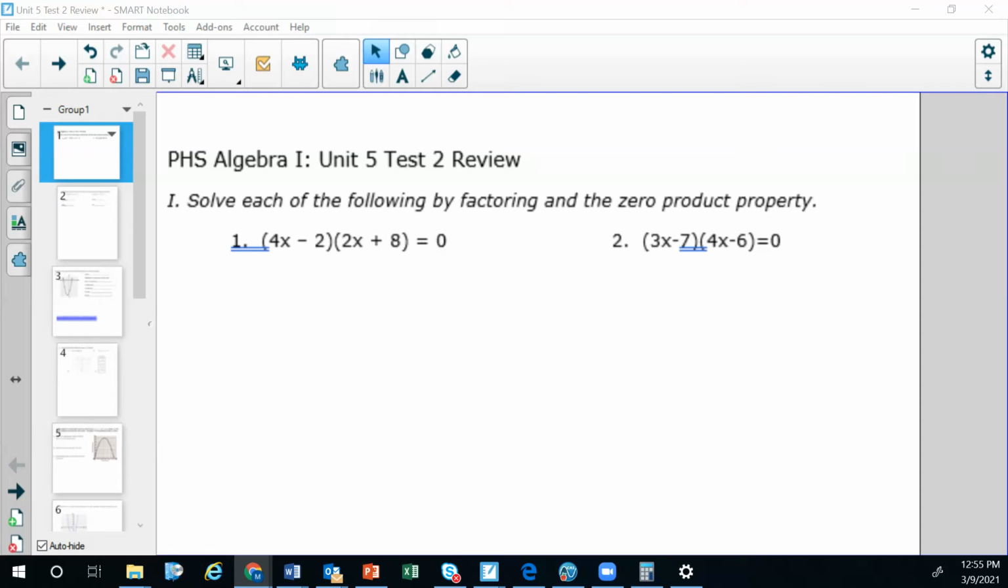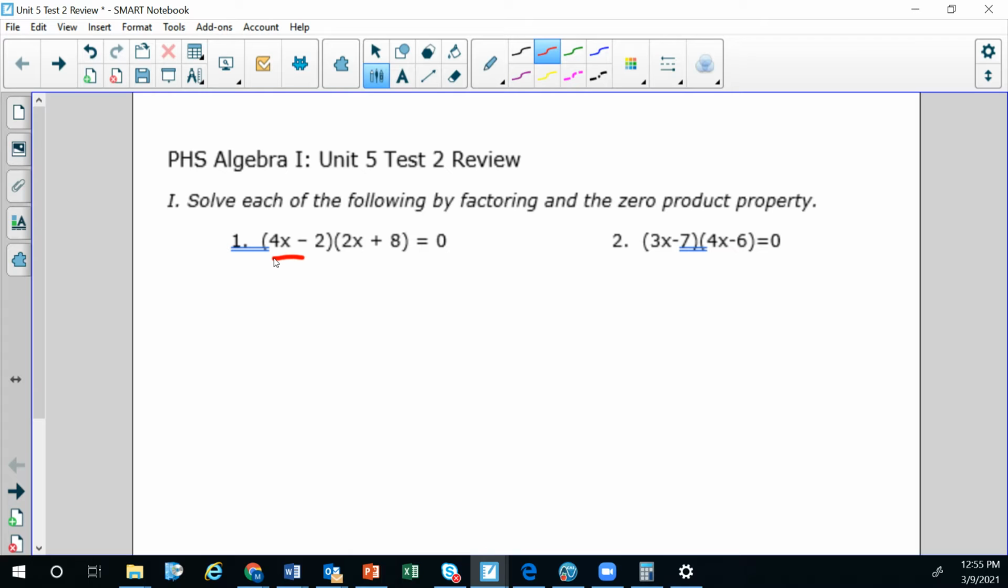All right, guys. So this is a test review, and so question one, you're asked to solve each of the following by factoring and the zero product property. Well, it's already factored. So you have two factors, 4x minus 2 and 2x plus 8. So the first thing you want to do is set each factor to 0.